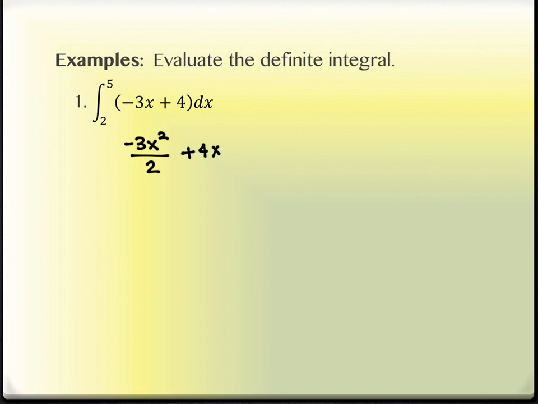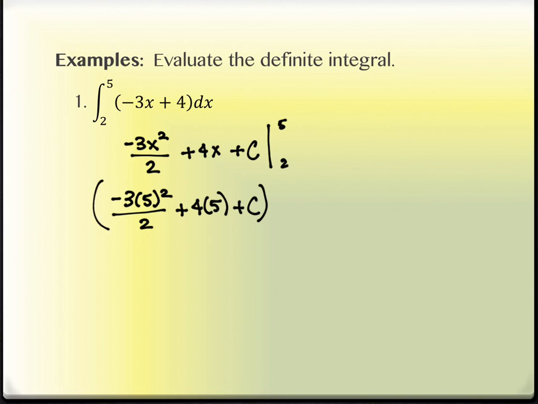Technically we would put a plus c. I'm going to show you real quick that we're not going to need plus c's on this, but for this one example, I'm going to show you why we don't need them. After we take our antiderivative, we put a vertical bar on the end, put the 5 on the top and the 2 on the bottom. We plug in the number 5. So I have negative 3 times 5 squared over 2 plus 4 times 5 plus c.